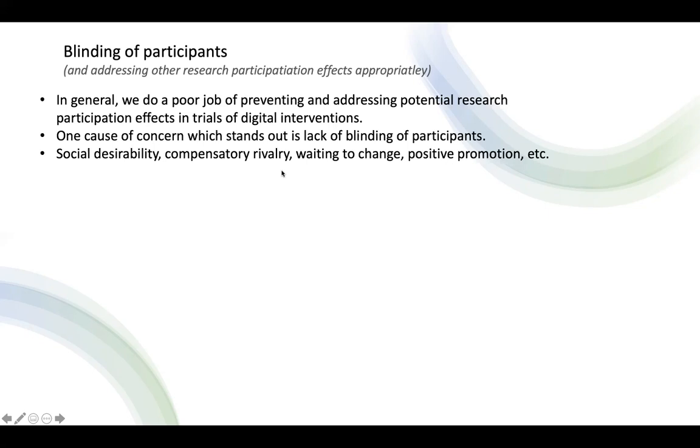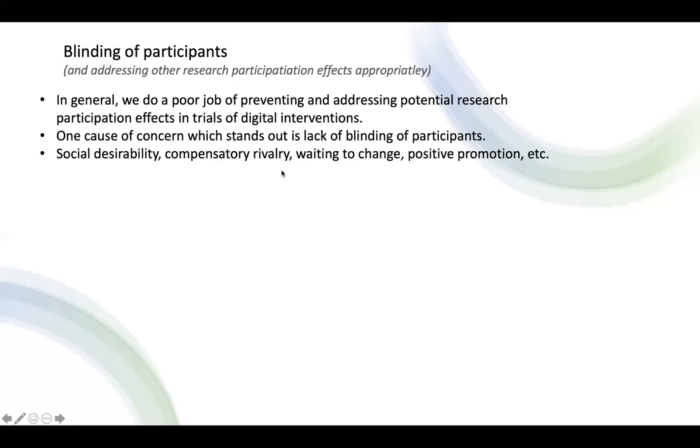But one thing that really is a concern is blinding of participants in digital intervention trials. When you don't blind participants, you open up for a host of biases: social desirability, compensatory rivalry, waiting to change, positive promotion. So just as an example, we've seen studies that have shown that if somebody's told that they're in a waiting list control group, then they won't change their behavior at all. They would stay the way they are because they're waiting to change. They'll change when they get the intervention. That's not how we expect a control group to act, because we want a control group to replicate what people would have been like had they not been included in the trial.